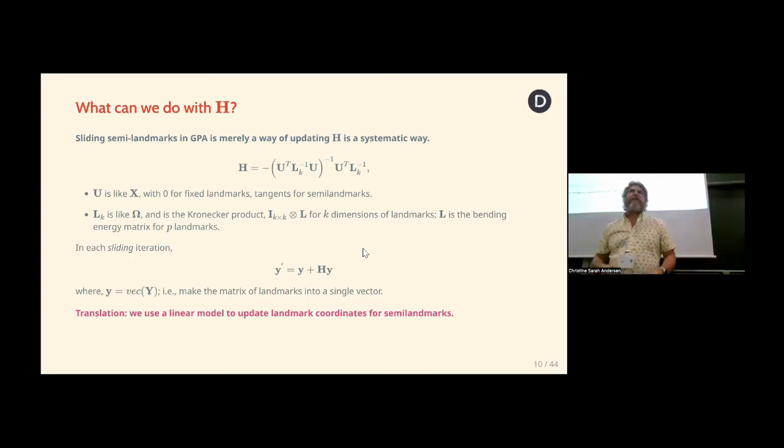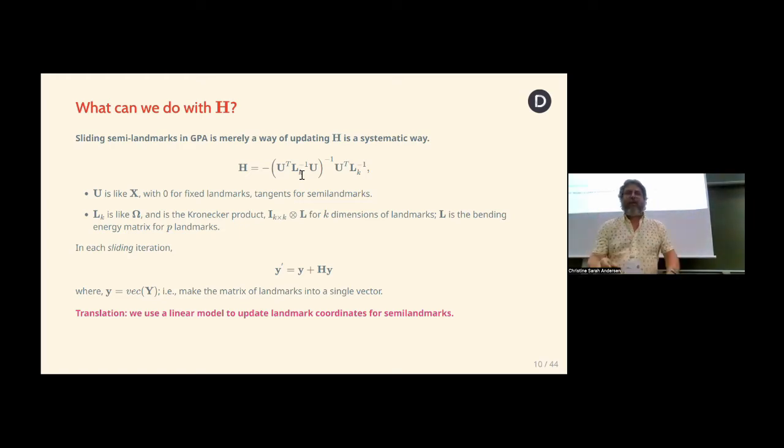And some of you have maybe done generalized Procrustes analysis that involves sliding semi-landmarks. Well, that's also a hat matrix. We replace X with this matrix U, which finds the tangents of sliding semi-landmarks, or our 0 for our fixed landmarks. And this L sub K matrix here is a Kronecker product of the bending energy matrix, a very large matrix if you have lots of landmarks, especially in 3 dimensions.